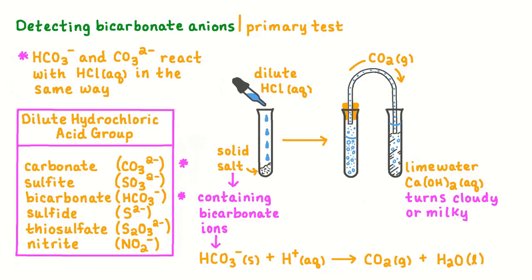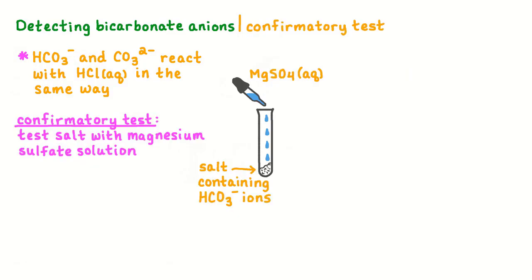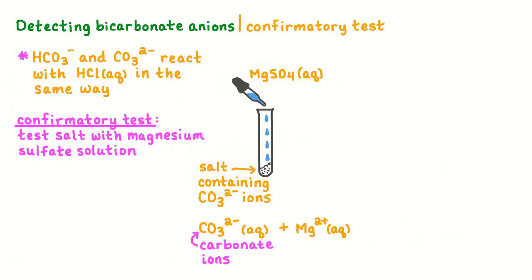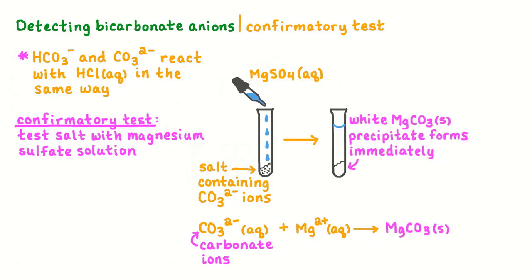However, carbonates also react with dilute hydrochloric acid in the same way, so we need a confirmatory test to tell us that this particular unknown anion is specifically a bicarbonate and not a carbonate. For this confirmatory test, we will use a solution of magnesium sulfate. When we mix a solution of magnesium sulfate with a compound containing bicarbonate ions, then magnesium bicarbonate will be present in the test tube. However, if carbonate ions are present, they will instantly react with the magnesium ions to form the insoluble magnesium carbonate, which would form as a white precipitate.